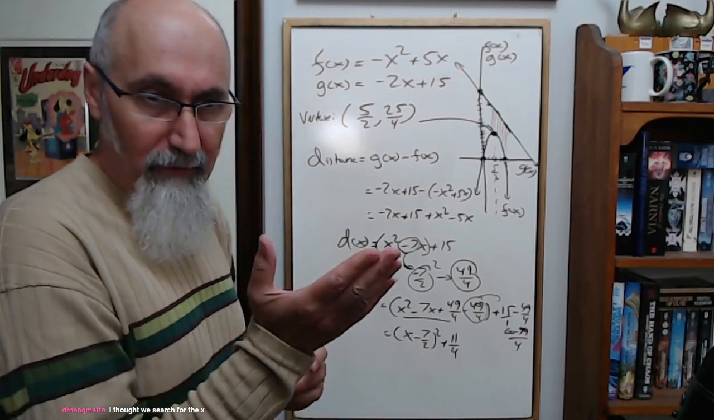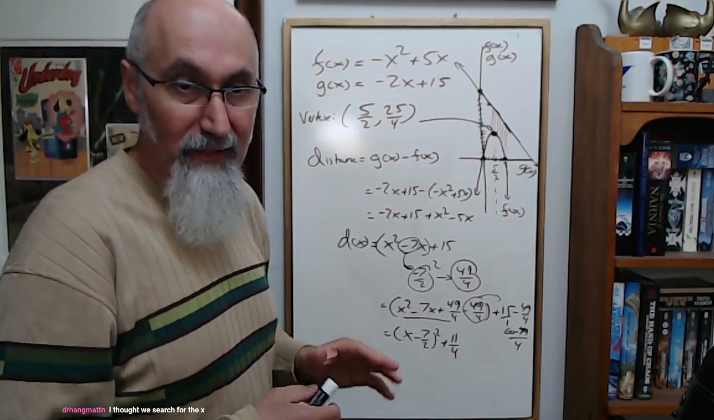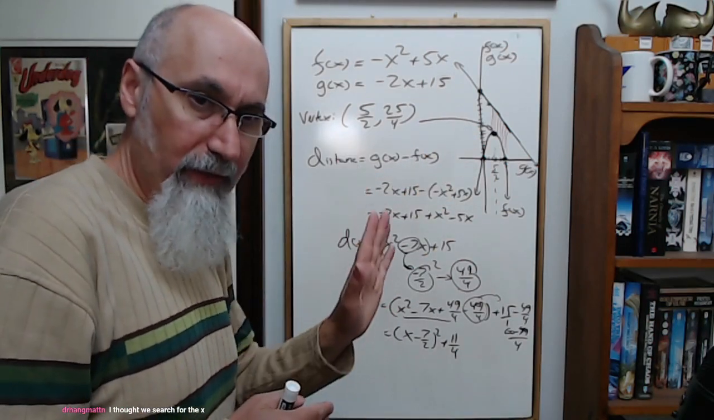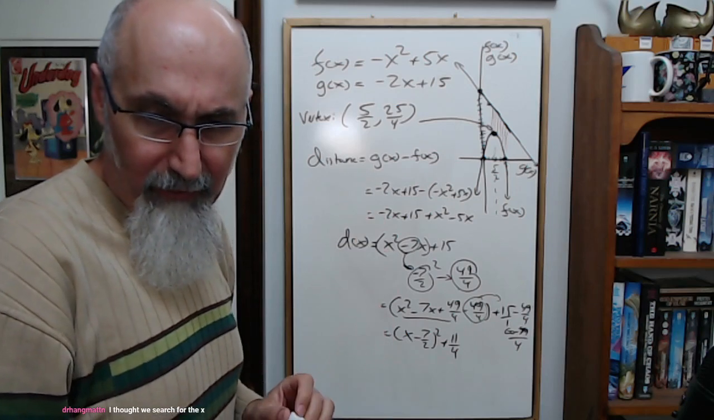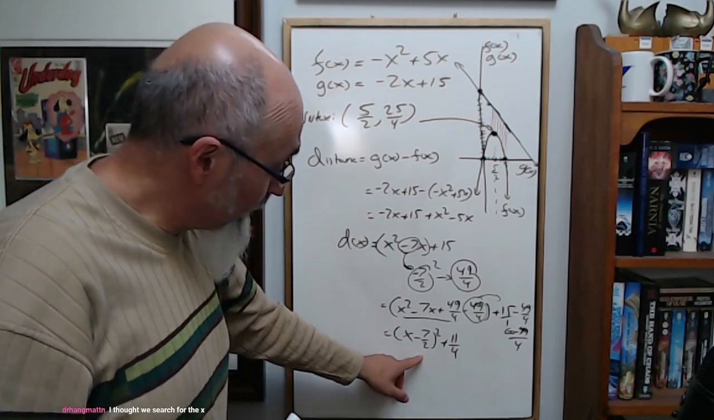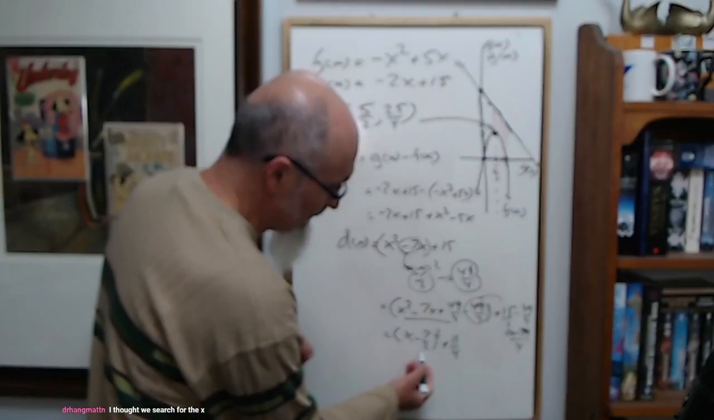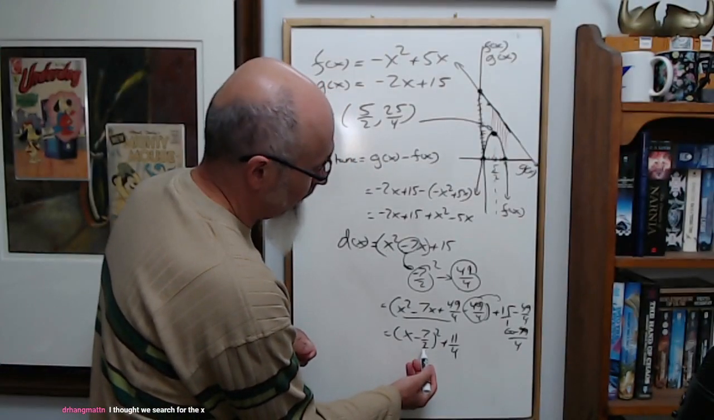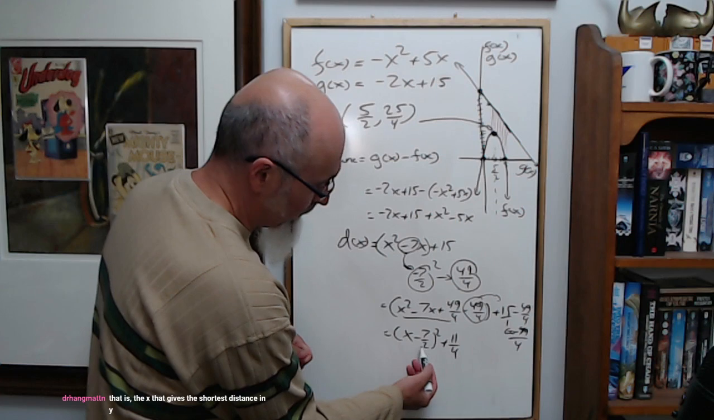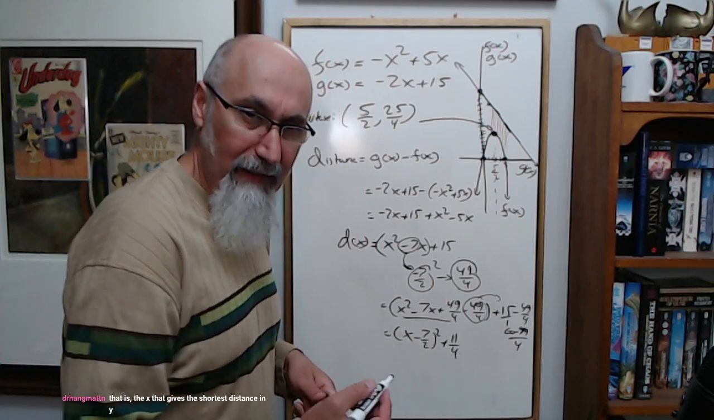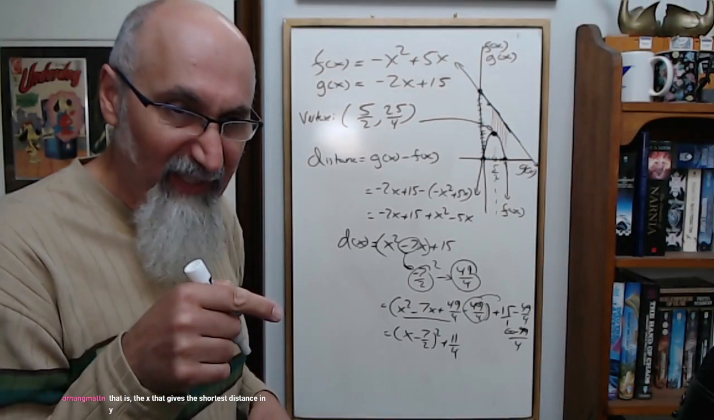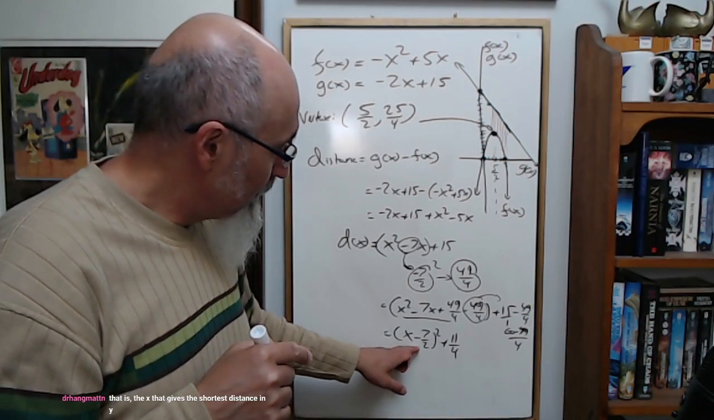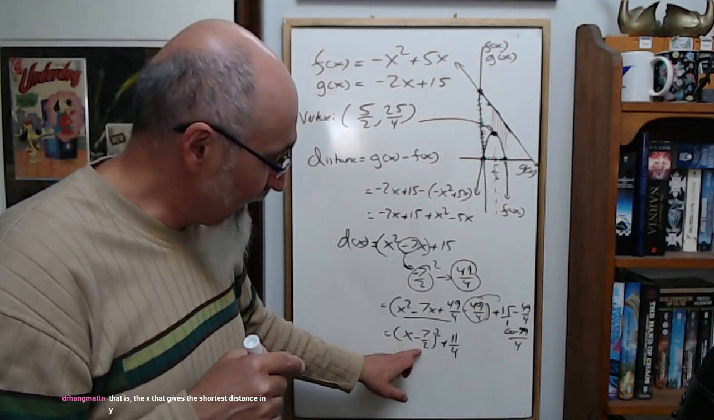Then you just find the perpendicular, you find the shortest distance. If it's just the y, you just find the distance between them, right? I thought we searched for the x. I think we got the x. So the shortest distance between, not the shortest distance, the point where, would that be the shortest distance? It's the x part of it.